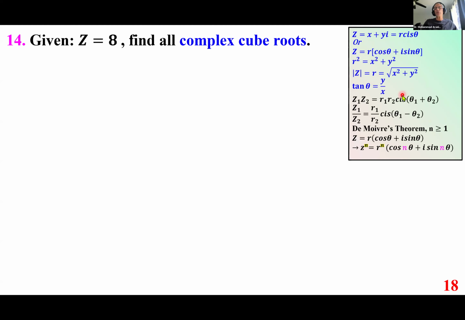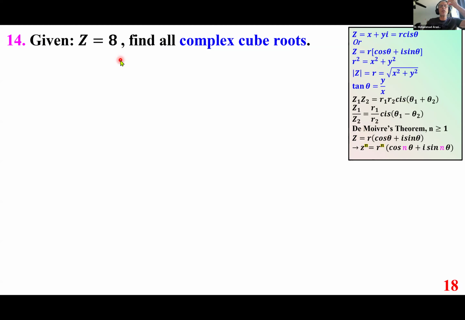To multiply two of them, you multiply r1 and r2, and then you add up theta 1 and theta 2. To divide them, you divide r1 and r2, then cis theta 1 minus theta 2. And according to de Moivre's theorem, if you want to raise it to the power of n, you raise r to the power of n, and you multiply theta by n. Again, r is the magnitude, called also the modulus, and theta is the argument.